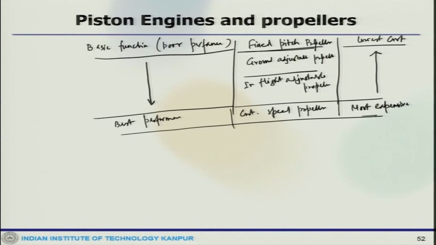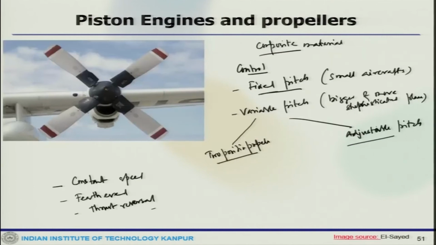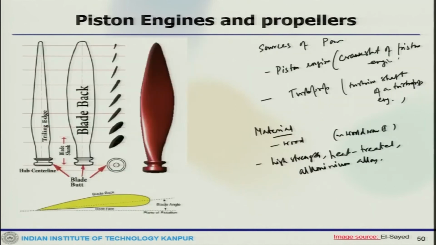Now, the other thing would be the number of propellers coupled to each engine. That depends on how the design is done. So, one could be a single propeller which is connected. The one which we have already seen is a single propeller kind of one.